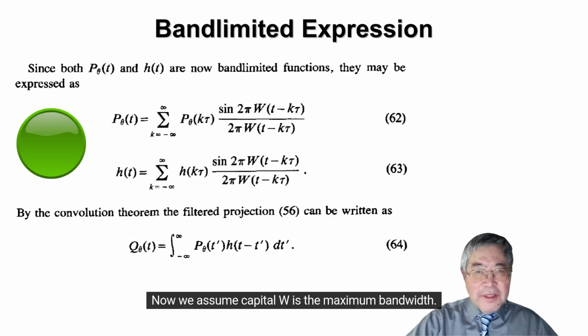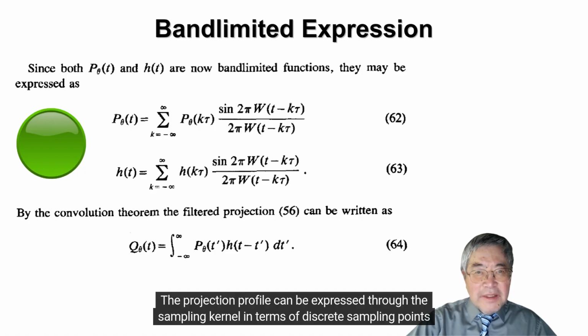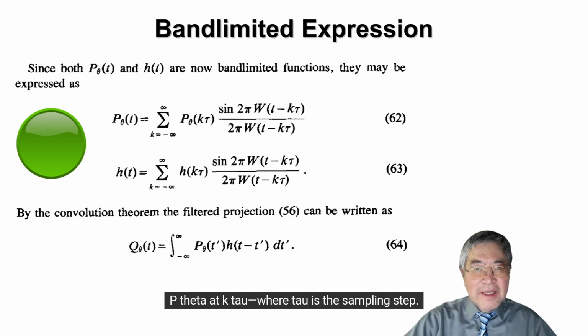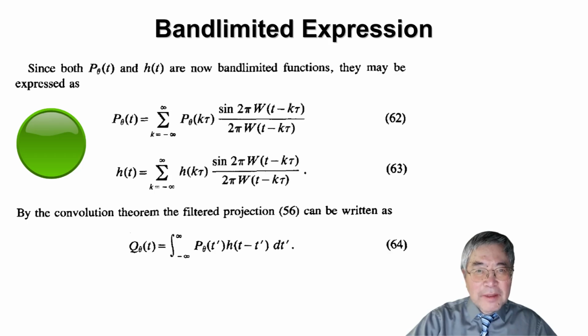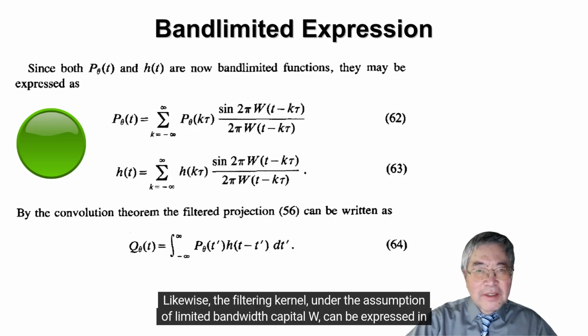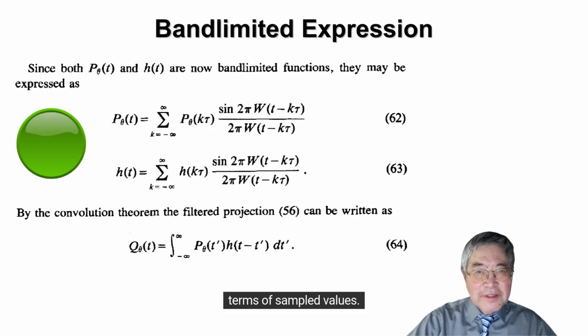Now we assume capital W is the maximum bandwidth. Because of that, we can use the sampling theorem. The projection profile can be expressed through the sampling kernel in terms of discrete sampling points p theta at k tau, where tau is the sampling step. Likewise, the filtering kernel, under the assumption of limited bandwidth capital W, can be expressed in terms of sampled values. So you get these two equations.